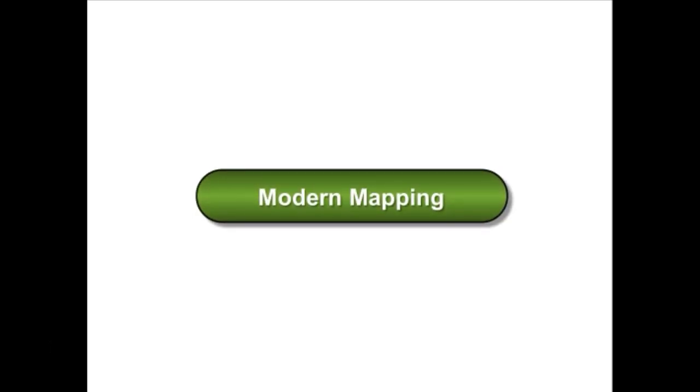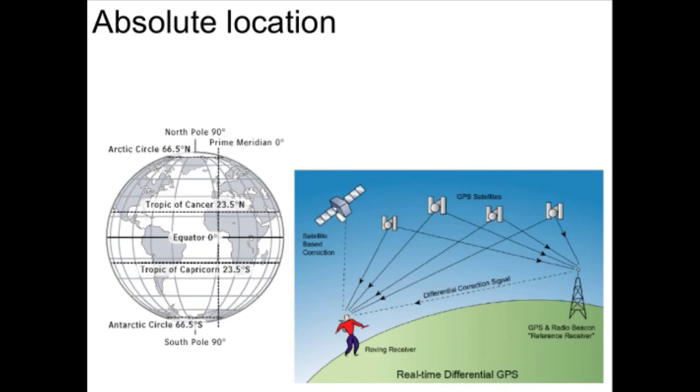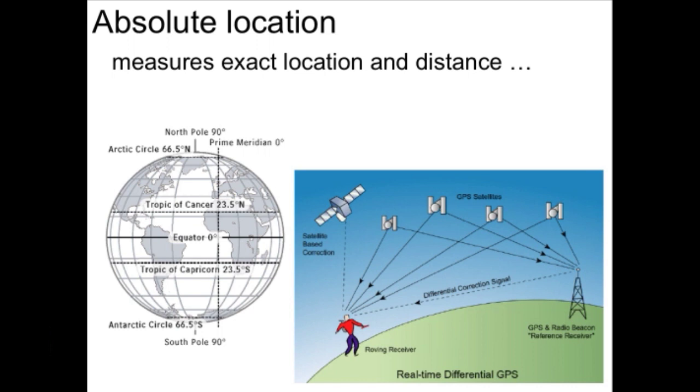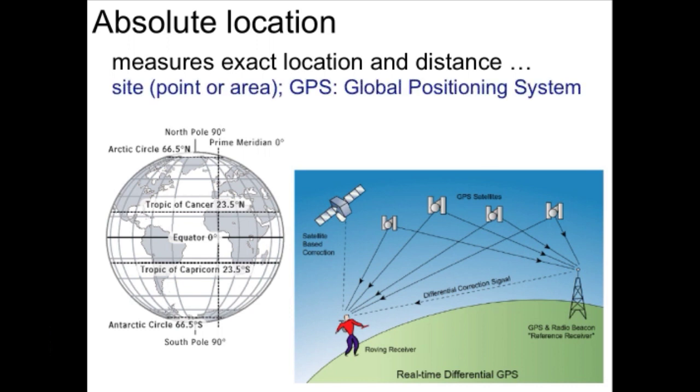Now we're going to look at modern mapping and some of the technologies that are associated with our world today. Starting off with a very simple term, absolute location. The definition is that absolute location measures exact location and distance. Now, another term that we use to understand absolute location is site. So if we're talking about the site, you're talking about a point or an area on the Earth's surface. So really they are basically synonymous.